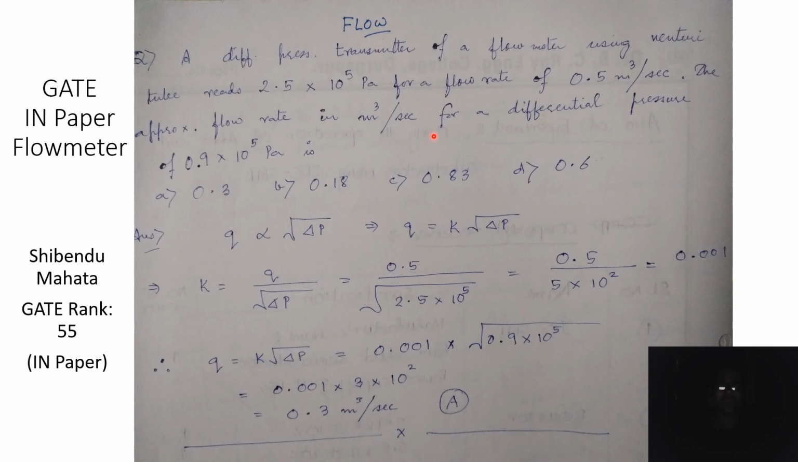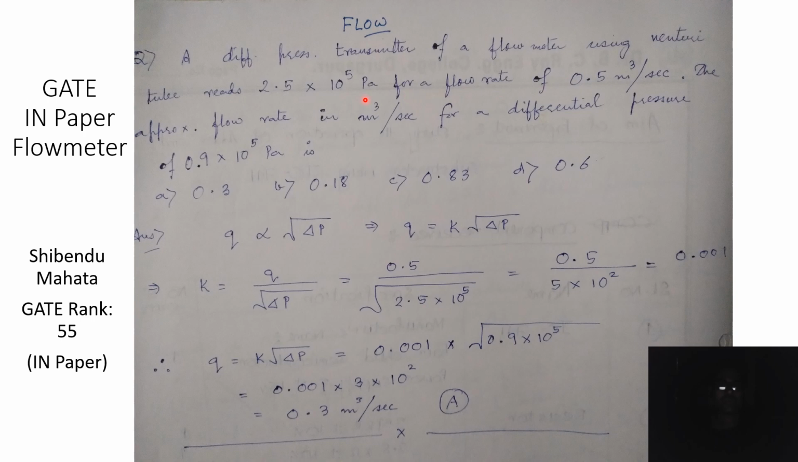So this is a typical question that uses the basic relationship that we are already aware of for a differential type flow meter, which is that the volumetric flow rate Q is directly proportional to the square root of the differential pressure drop across the meter, which is the difference between the upstream and downstream pressure. So that's the delta P. And therefore we can represent Q as K times square root of delta P, where K is a proportionality constant.